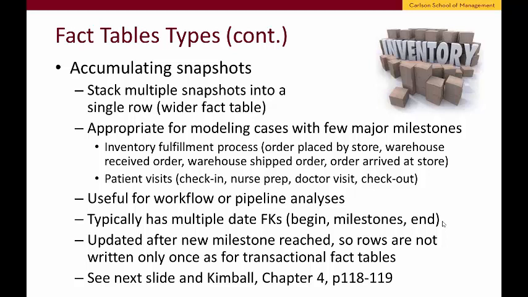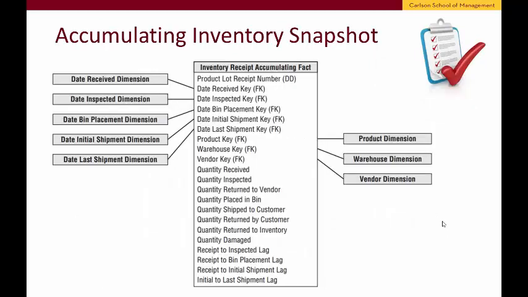Unlike the transaction and periodic snapshot tables, the rows of accumulated snapshots are updated multiple times. That is to say, each time a milestone event has been reached. Again, please see Kimball Chapter 4 and the following slide for more detail. There it is. The accumulating inventory snapshot model is visually presented on this slide.